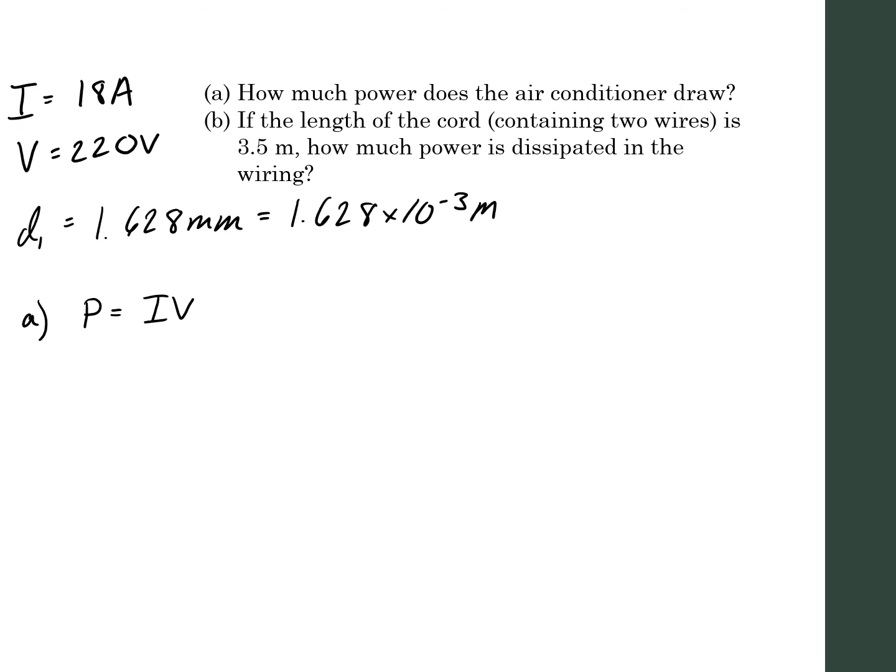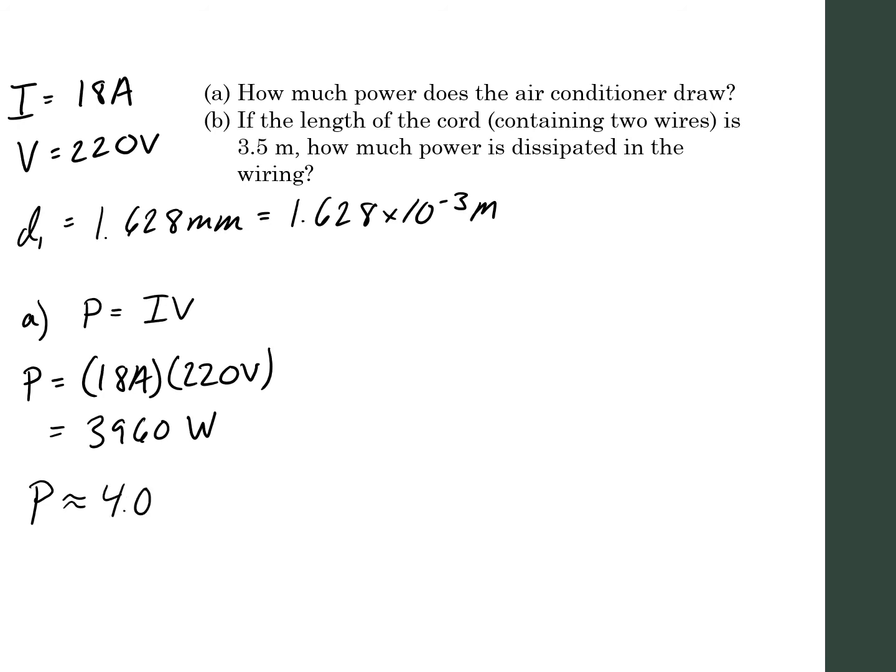So I can just plug in my numbers. Power is going to be 18 amps times 220 volts. Taking that and plugging it in, I got 3,960 watts, or that my power is approximately, because everything was given in terms of 2 sig figs, 4.0 times 10 to the 3 watts.